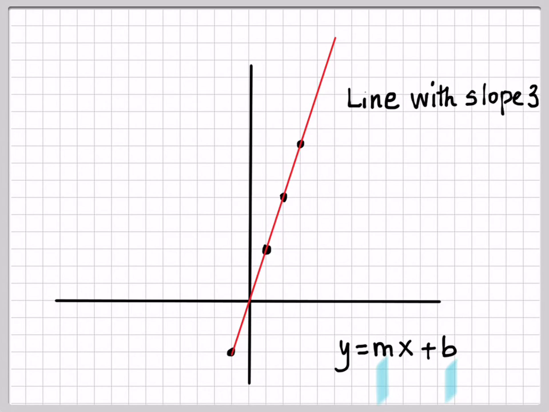What does the b stand for? The y-intercept, where it crosses the y-axis. What would it be here? Okay, it would be the origin, right? And we've got a problem right there. What is the ordered pair at the origin? (0, 0).